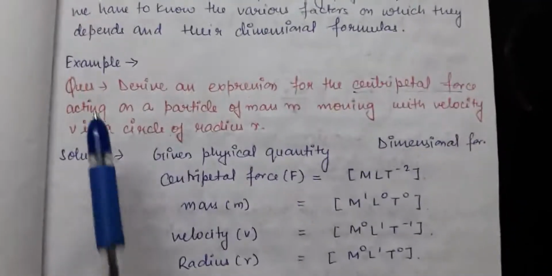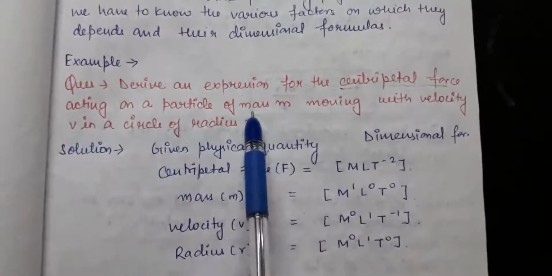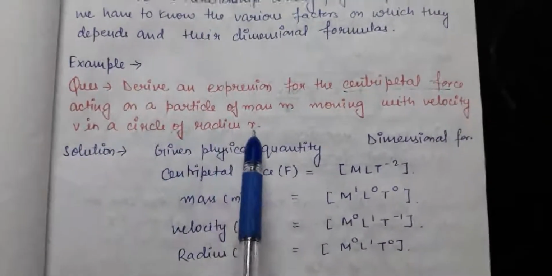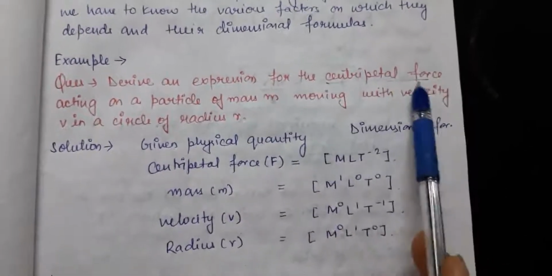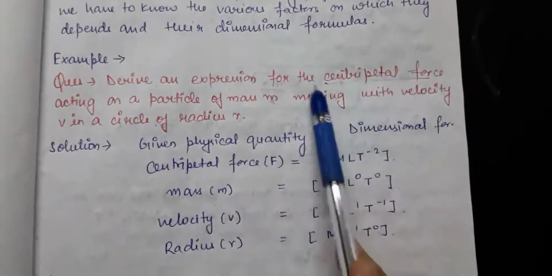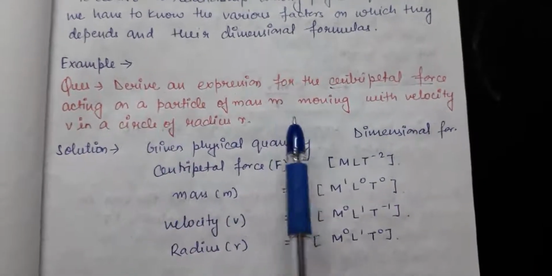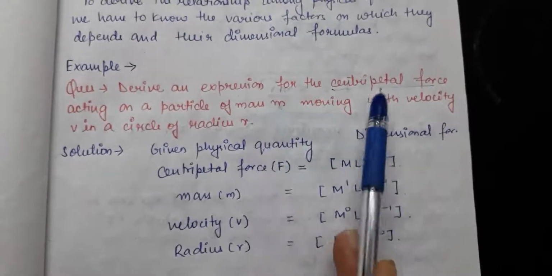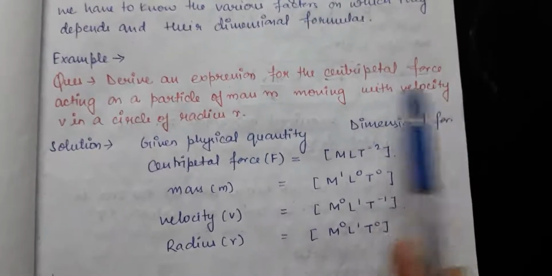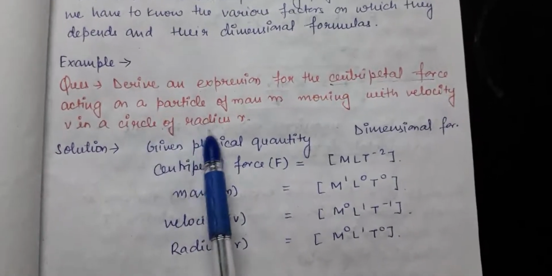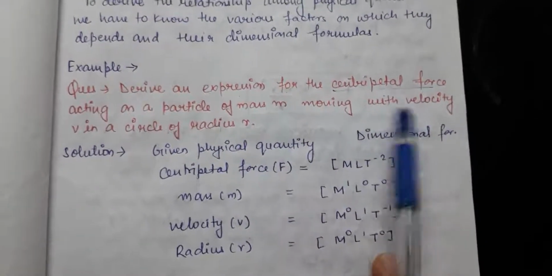Suppose I have taken one example. Derive an expression for the centripetal force acting on a particle of mass m moving with velocity v in a circle of radius r. This question says you have to derive an expression for centripetal force. We have been given one physical quantity here, the centripetal force, which is acting on a particle of mass m. So one more physical quantity on which centripetal force depends is mass. Another physical quantity on which the force depends is velocity, and the third is r. Means we have to derive a relation between centripetal force, mass, velocity and radius.